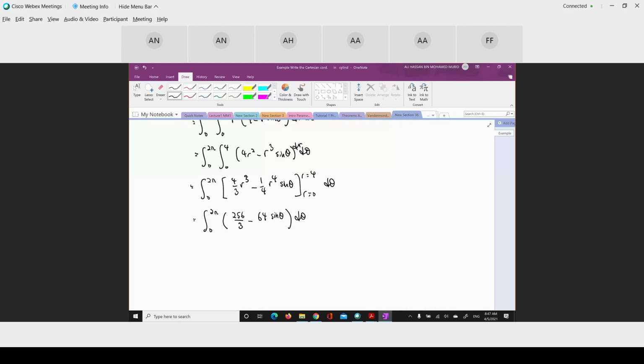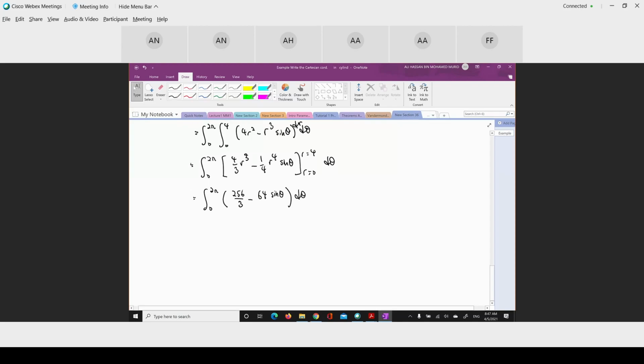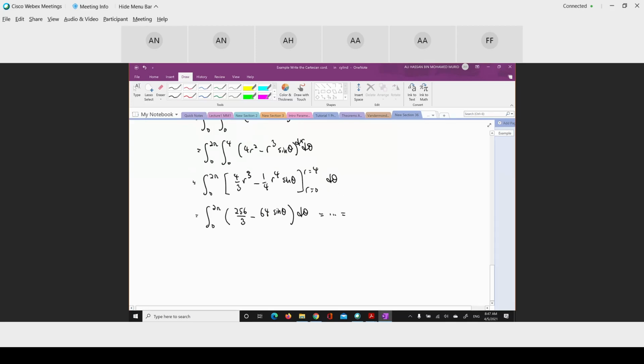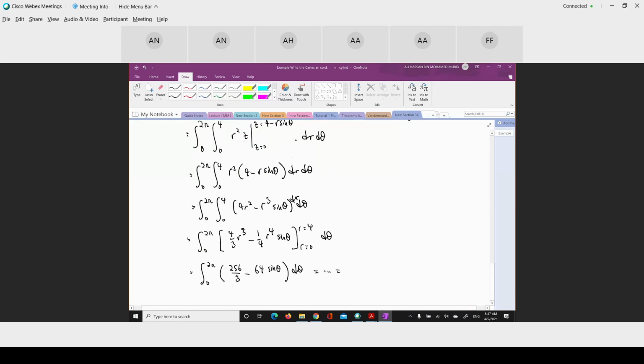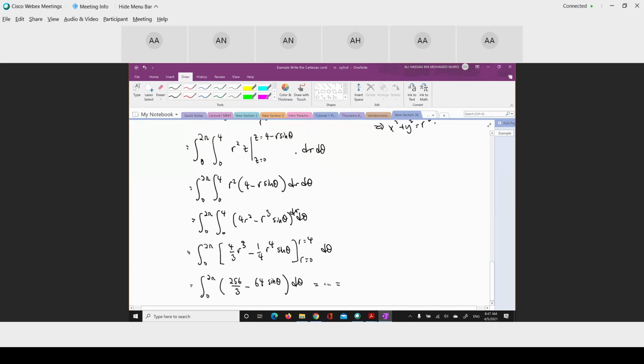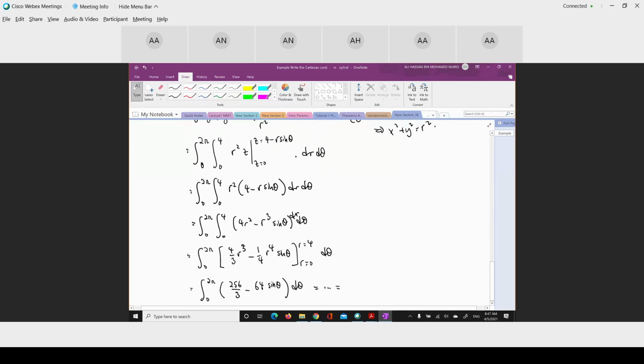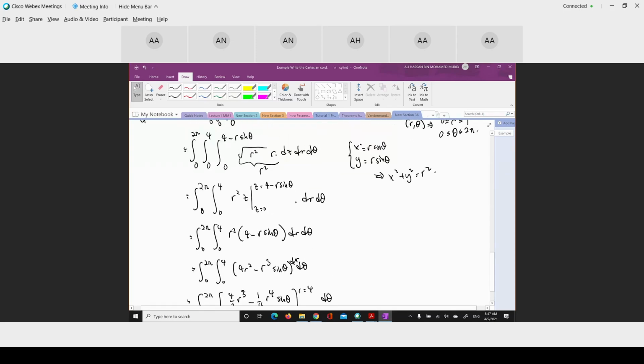Can I leave it to you to evaluate this single integral? It should be no problem. I leave it to you as an exercise. Can I see up a bit? Yeah. Sorry, oh, I integrated wrongly.